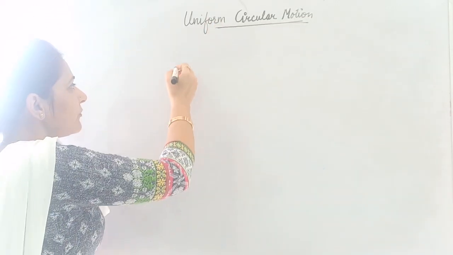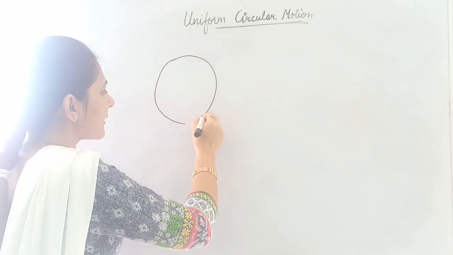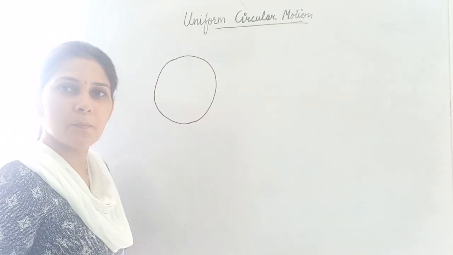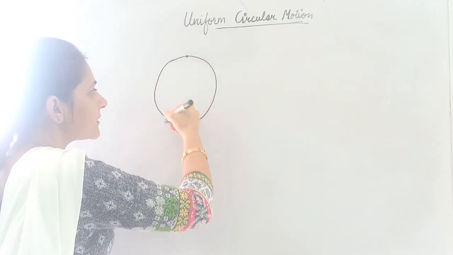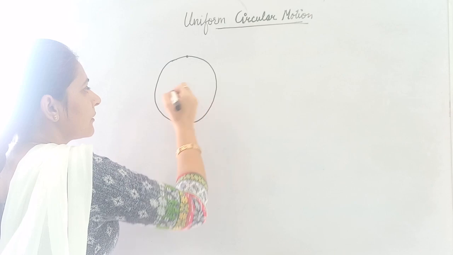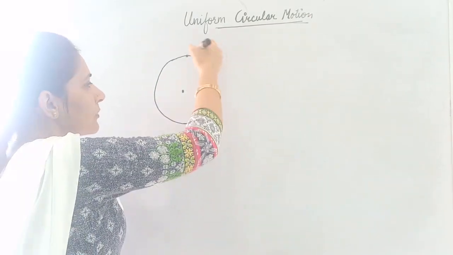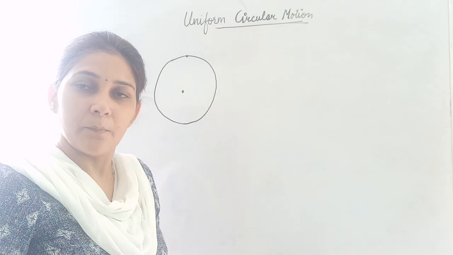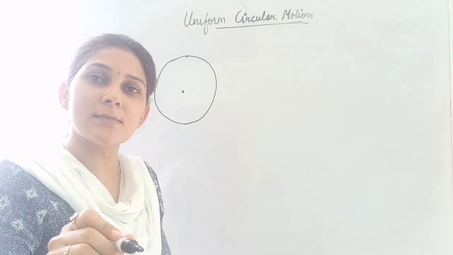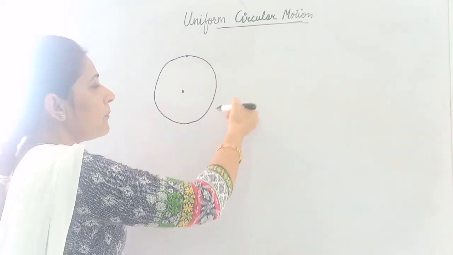Today we are going to do uniform circular motion. In this part, we will study the motion of a particle when it is moving in a circular path. Suppose this is the particle and it moves in the circular path. It is moving with uniform speed, which means it covers equal distances in equal intervals of time. Hence we can say it moves with uniform speed.